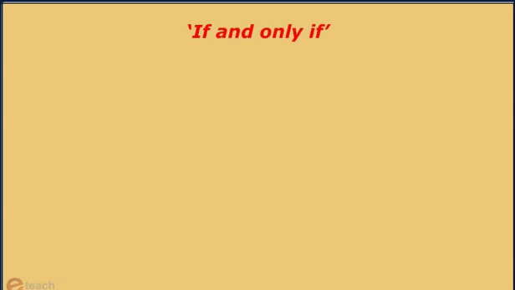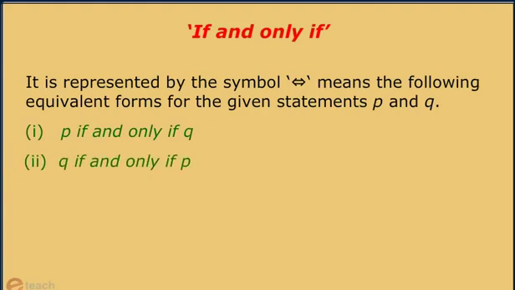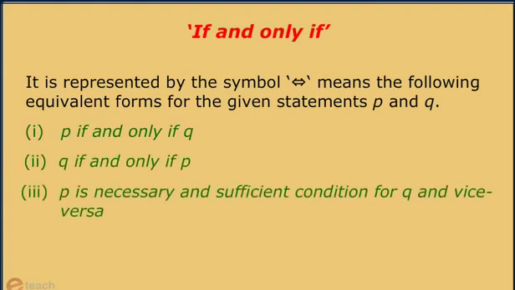If and only if, represented by this symbol ⇔, means the following equivalent forms of the given statements P and Q: P if and only if Q; Q if and only if P; P is a necessary and sufficient condition for Q and vice versa; P if and only if Q.